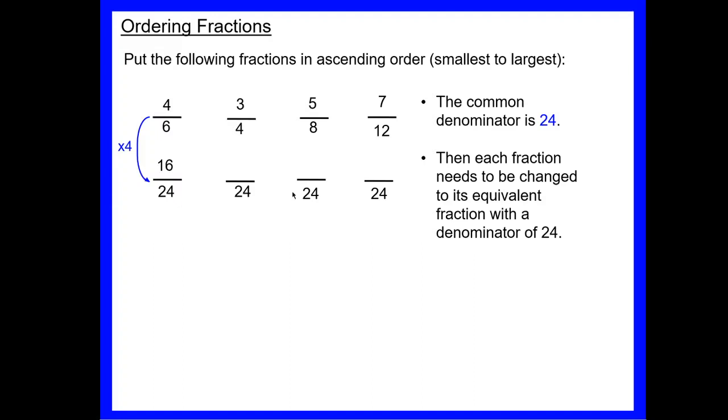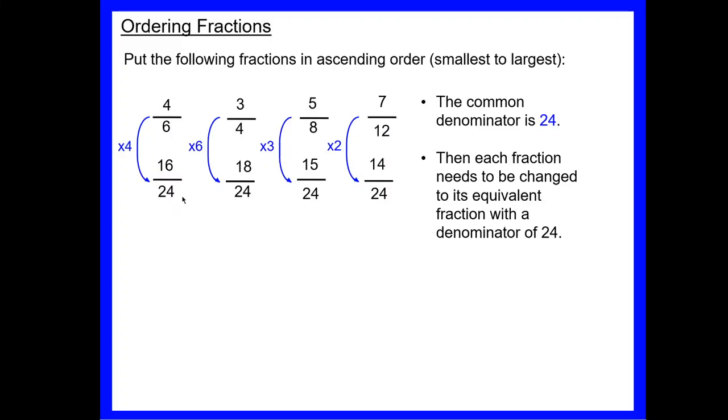So I know that I want all the denominators as 24. To get from 4 to 24, I need to multiply by 6. So again, I have to do that to the numerator as well. 3 times 6 is 18. From 8 to 24, we've multiplied by 3. Do the same to the numerator. 5 times 3 is 15. And from 12 to 24, we've multiplied by 2. Do the same to the numerator. 7 times 2 is 14.